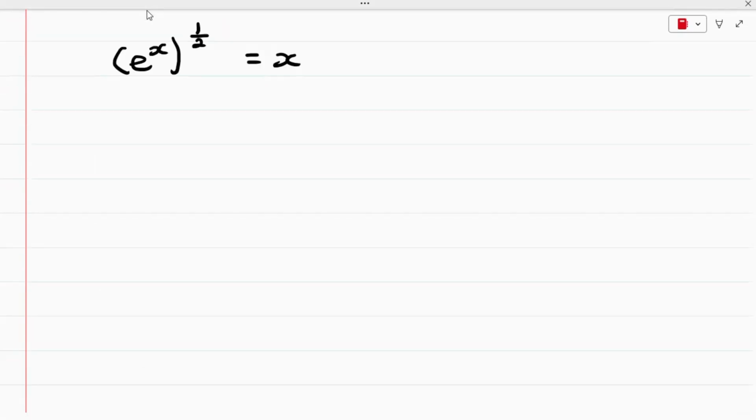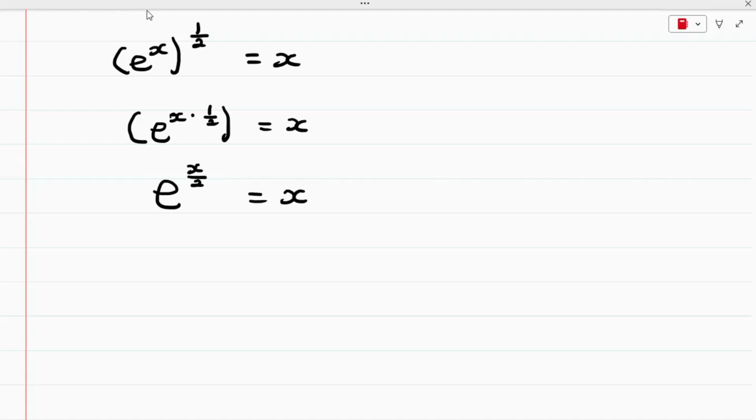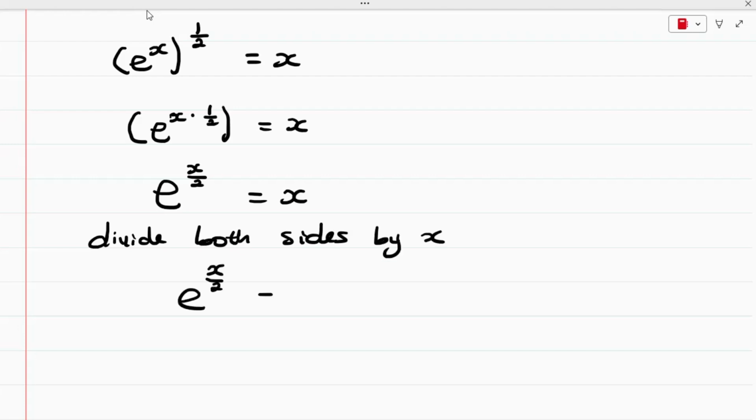Alright, so from this point, we open up this bracket, and we have e raised to the power of x multiplied by 1 over 2 is equal to x. So we have e raised to the power of x over 2, which is equal to x. The next thing we want to do is to divide both sides by x. So we have e raised to the power of x over 2 is equal to x, divide by x, divide by x.